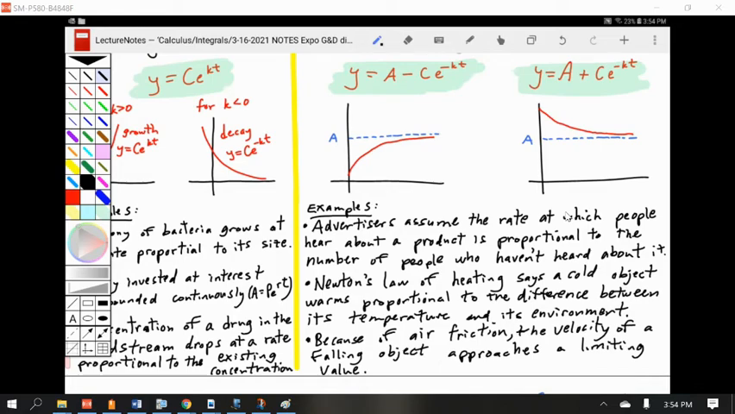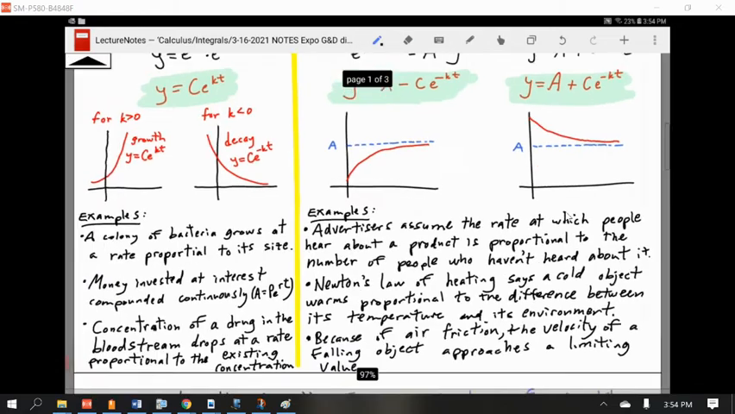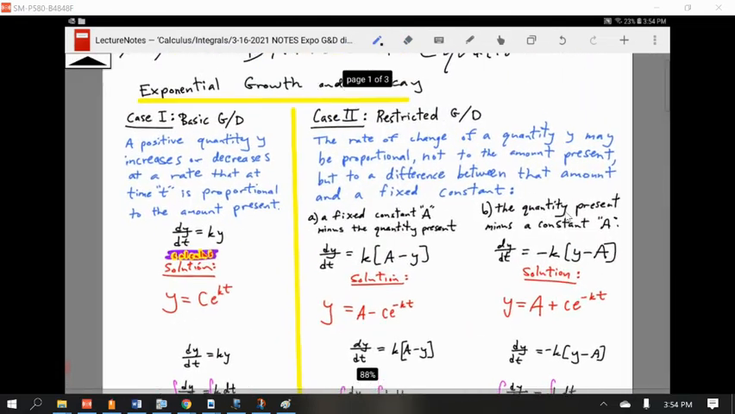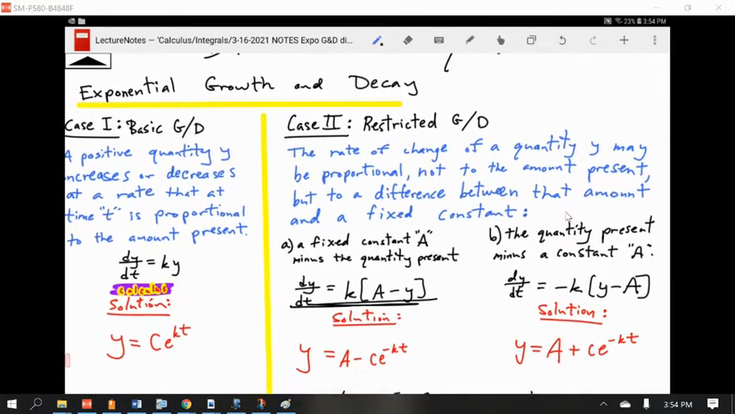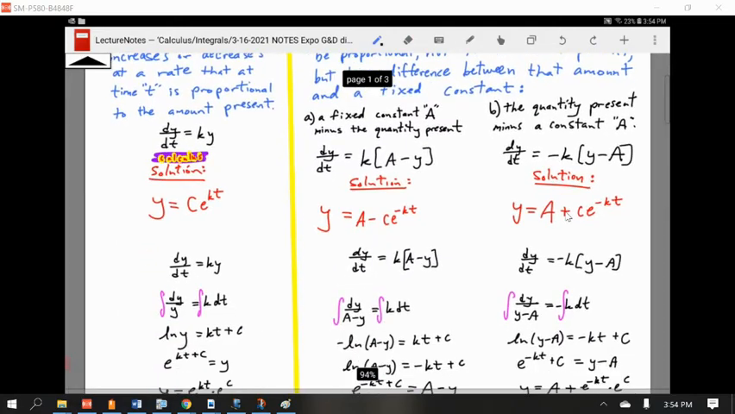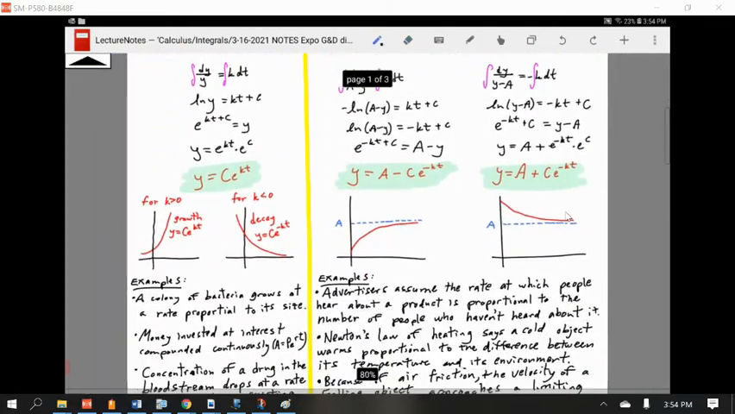So those are examples of case two. This is what happens, and this is what's most important, guys, right here. You recognize the differential equation, you then know its solution automatically. If you want to solve it by hand, my notes to do that are right here. I'm going to roll past this because there's a third case.